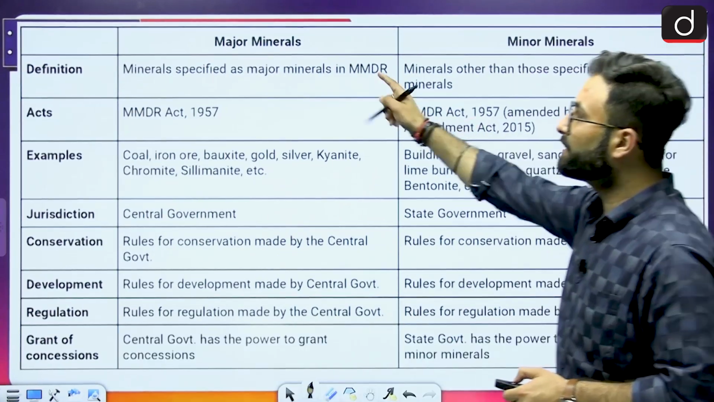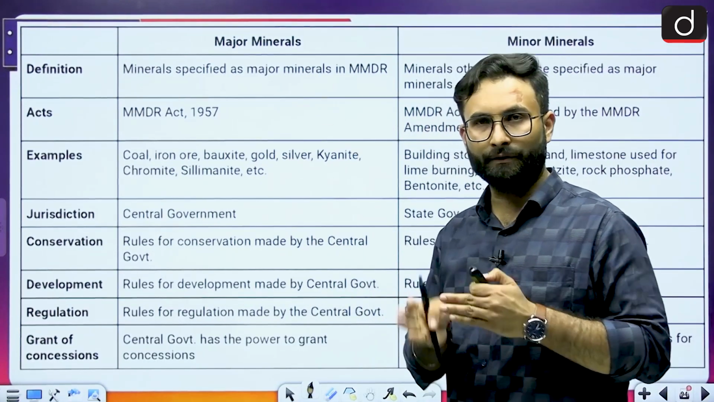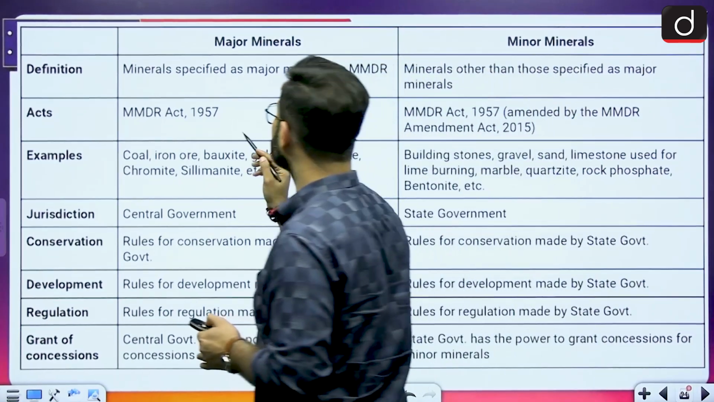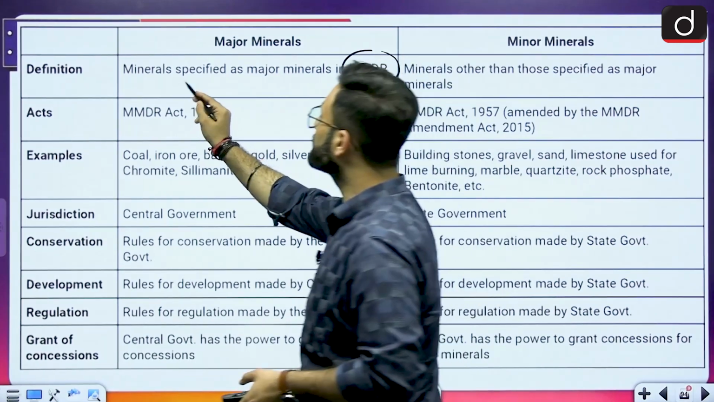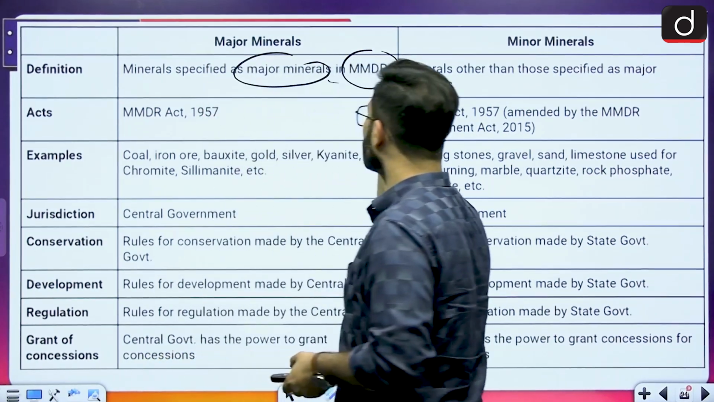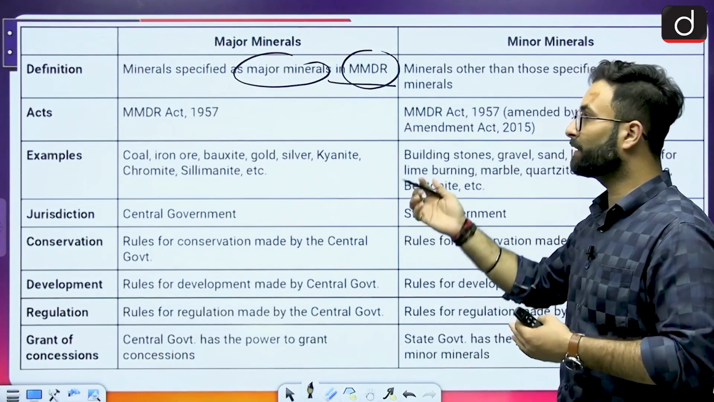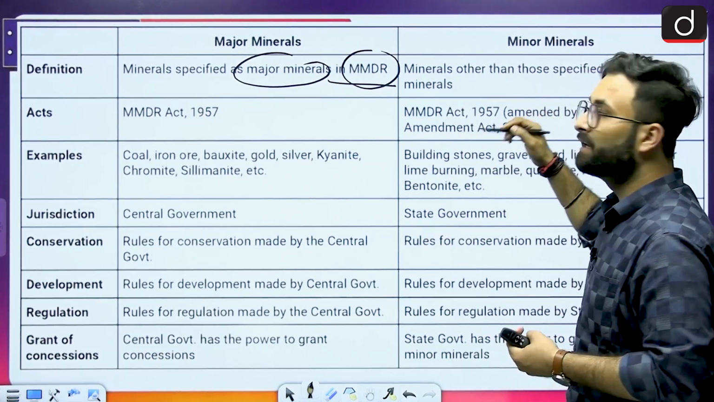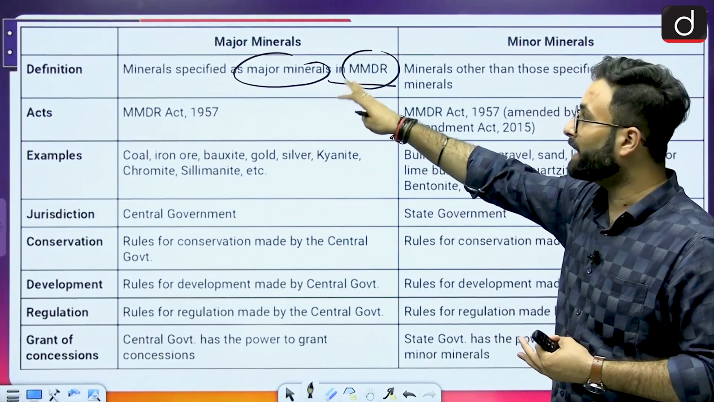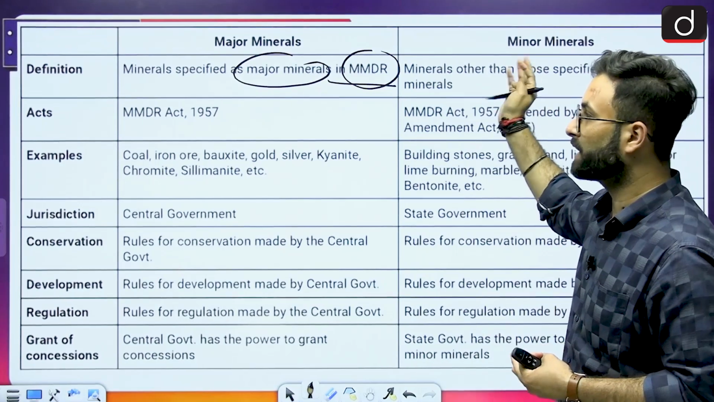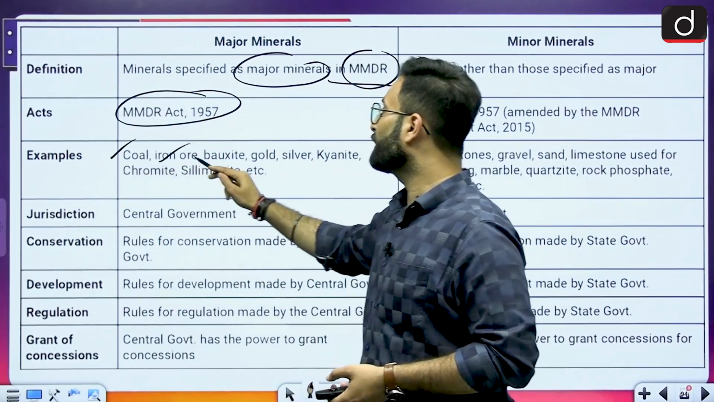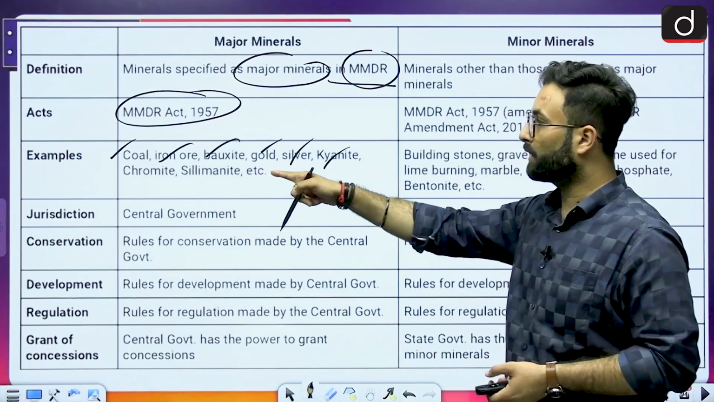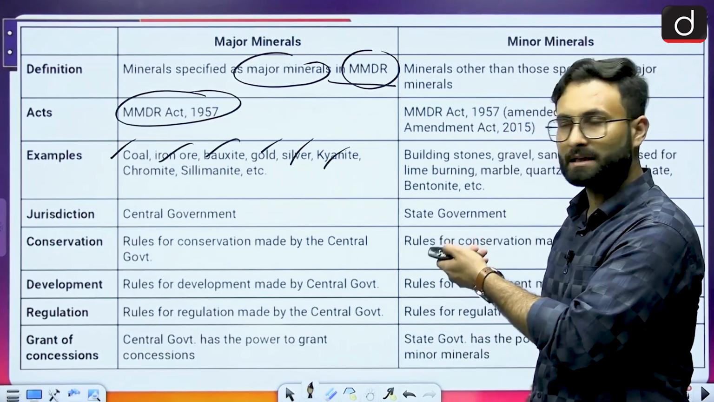When we talk about the major minerals and the minor minerals, there is a differentiation given. We have the MMDR Act, under which the definition is given. Minerals specified as major minerals in the MMDR Act, and in the same act, those minerals other than the ones identified as major minerals are minor minerals. Okay, the act is the MMDR Act 1957. Examples, if we talk about coal, iron, bauxite, gold, silver, kyanite, chromite, sillimanite, that has been given over here.